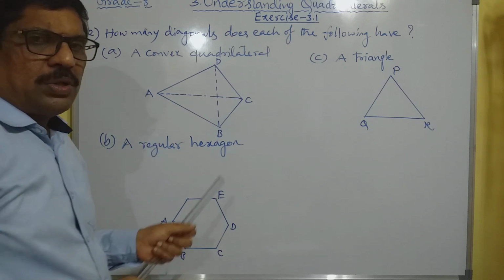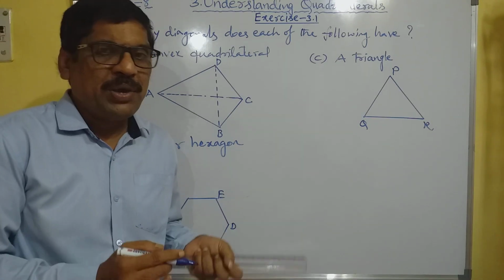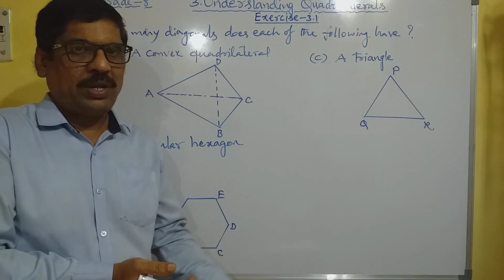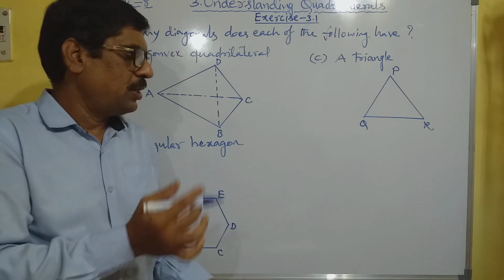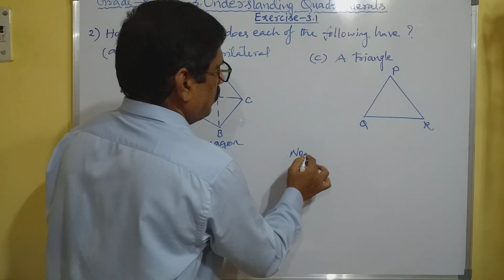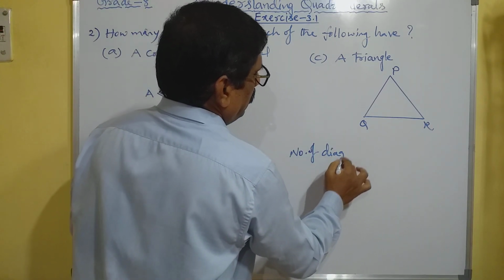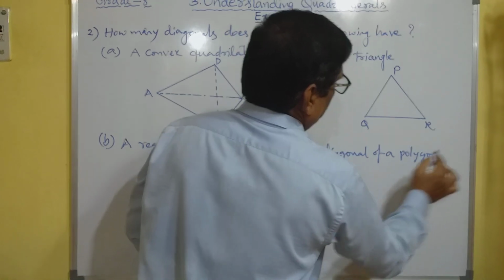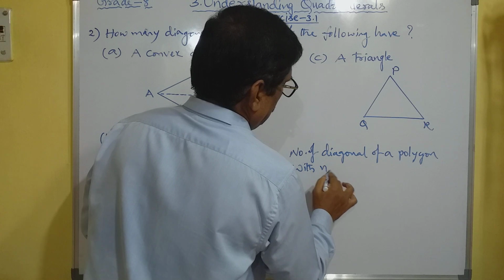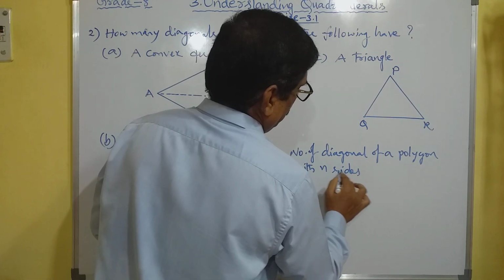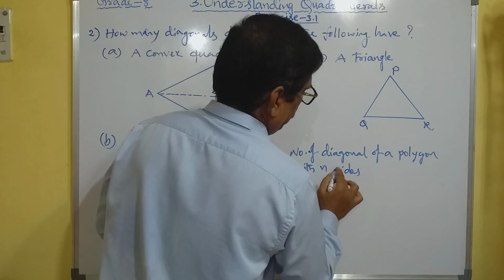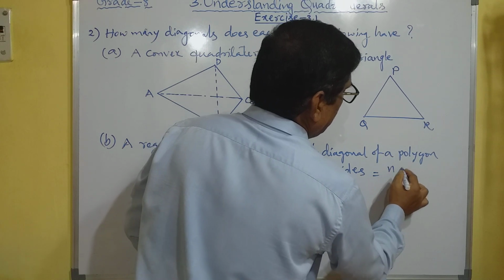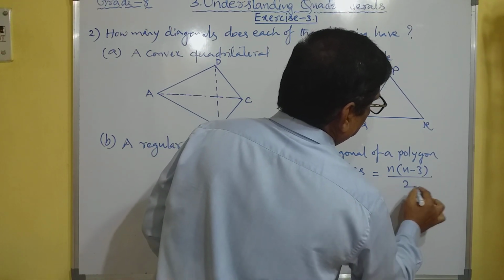We can find out the number of diagonals of a polygon by using one formula also, which we have discussed in the introduction class. What is the number of diagonals present in a polygon? Let us write here. Number of diagonals of a polygon with n sides is equal to n into n minus 3 by 2.